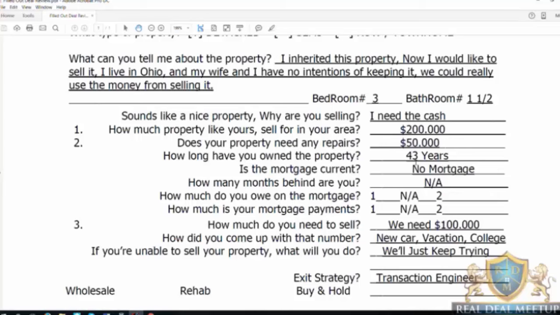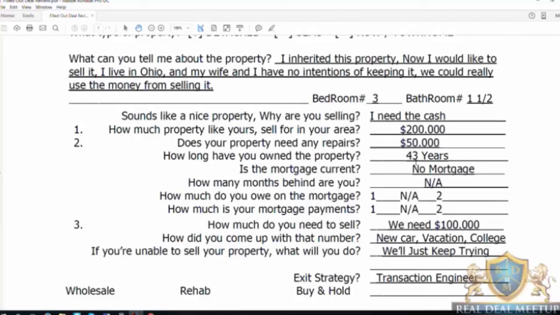What goes up in my mind is, is this property free and clear? That's covered in the next question. The next question is, is the mortgage current? Well, the mortgage isn't current because there is no mortgage on the property.